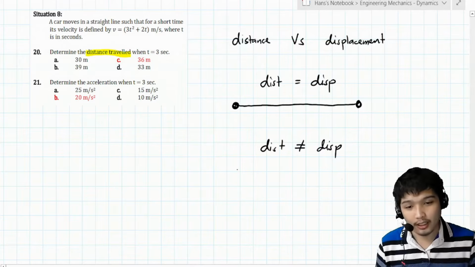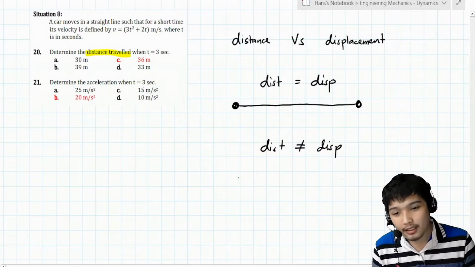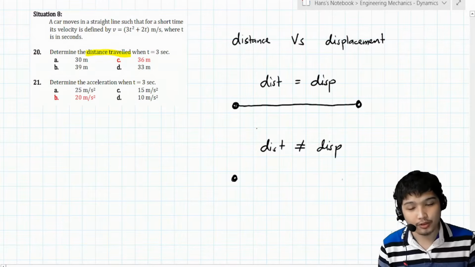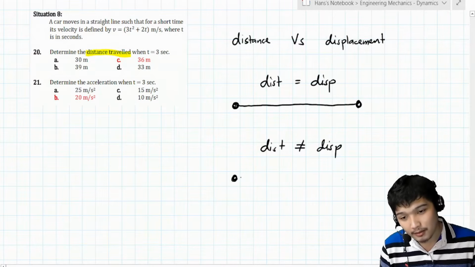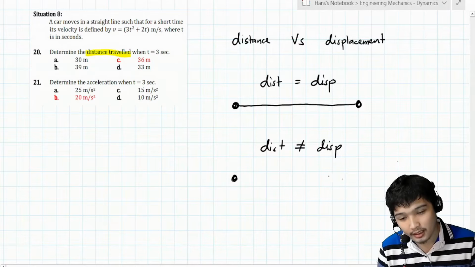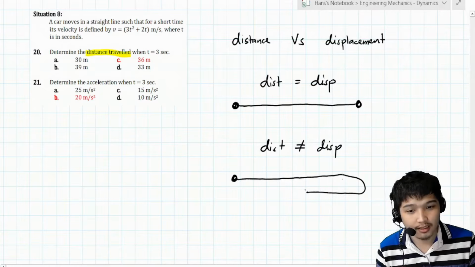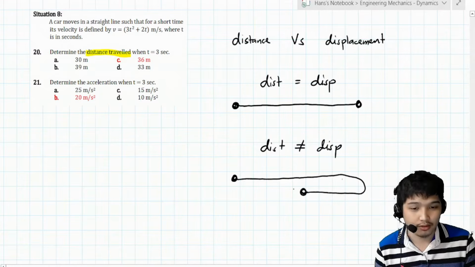Okay? So, kailan siya hindi nagiging equal? Kapag yung particle is nagkakaroon na ng change ng direction ng motion. So, let's say for example, if the initial motion is towards the right, and then at certain time t, umatras siya, bumalik siya. So, nandito na yung final position niya. So, ito yung lumalabas na distance.